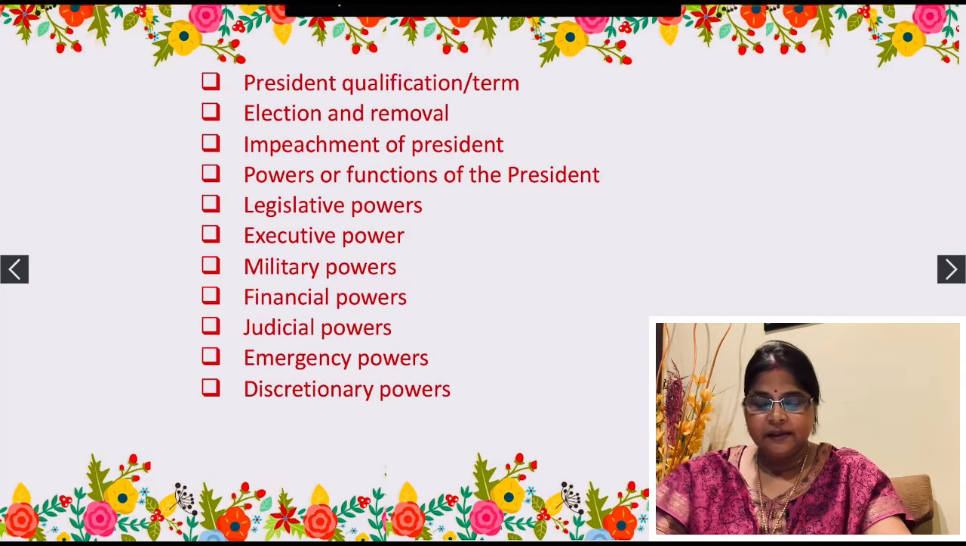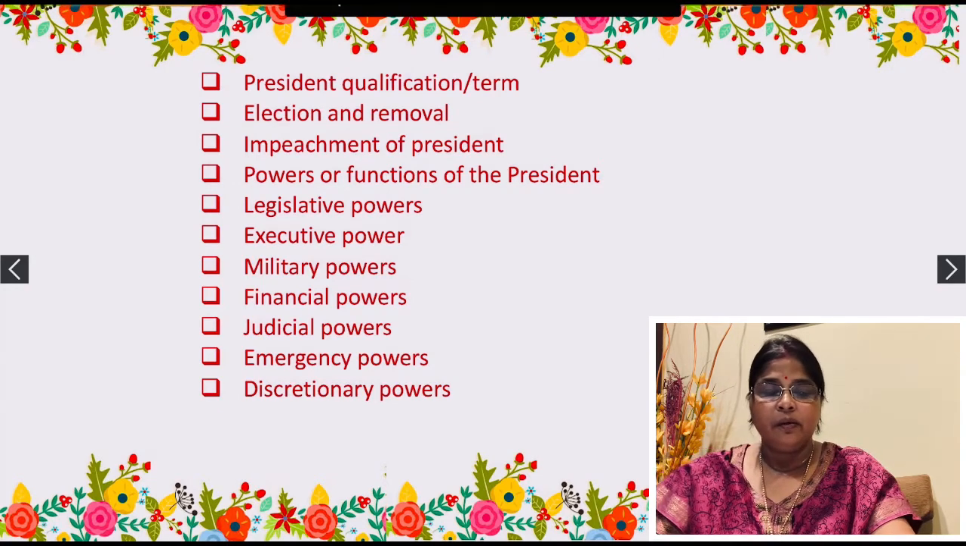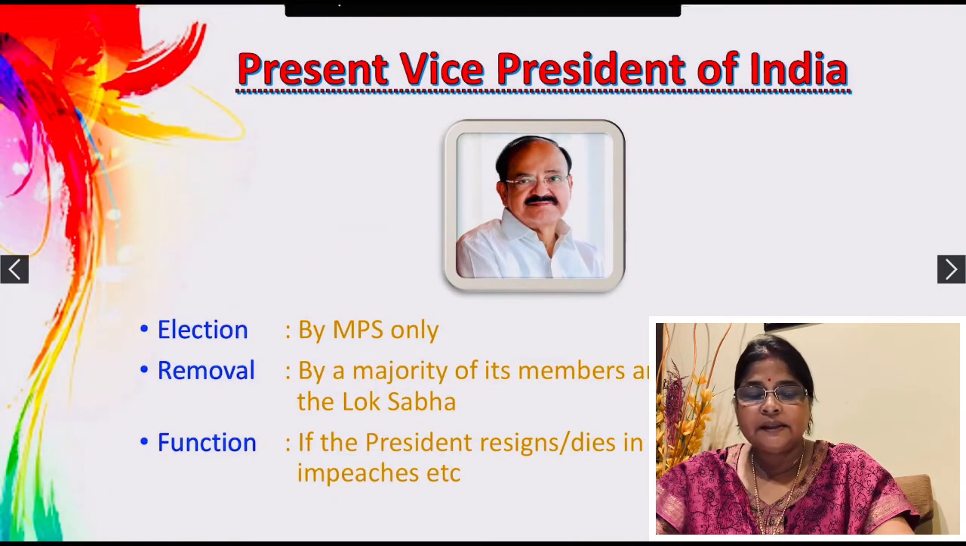Who is the Vice President of India? Sri Venkaiah Naidu. What are the qualifications to become the Vice President of India? Same qualifications, but he must be qualified to become a member of Rajya Sabha. So this criterion is a little different. The rest of the qualifications are the same.